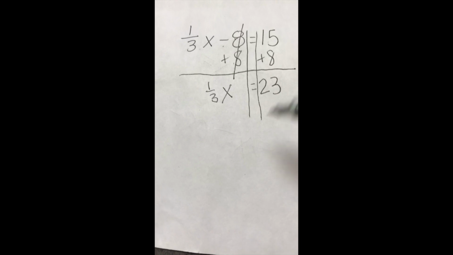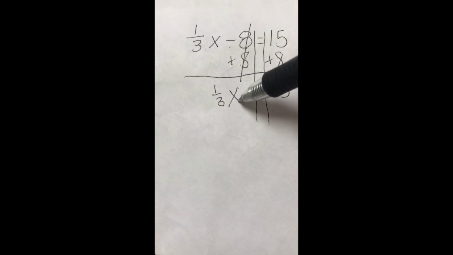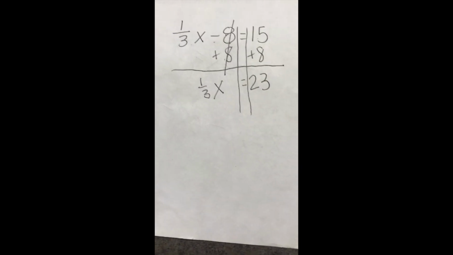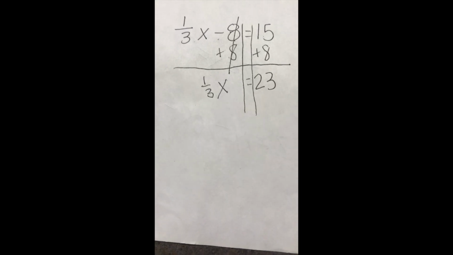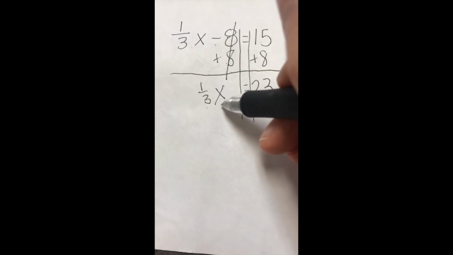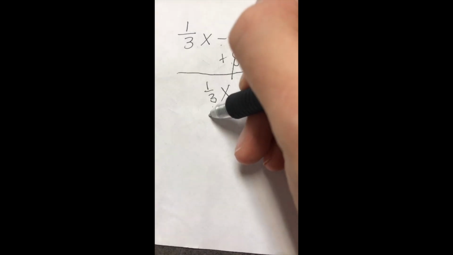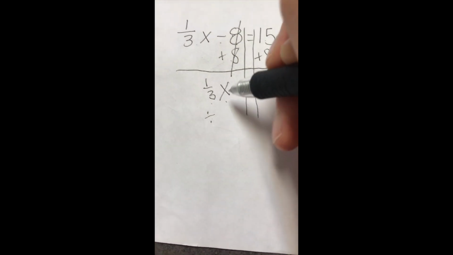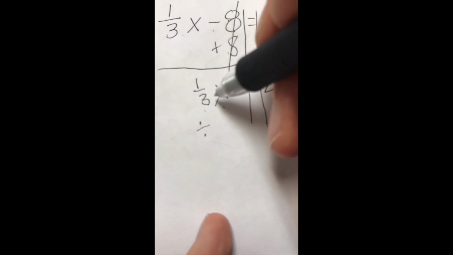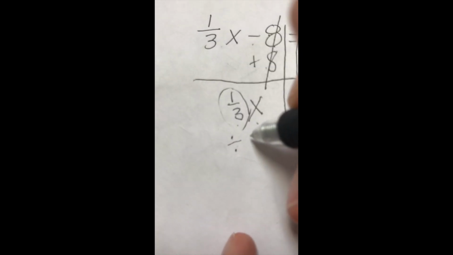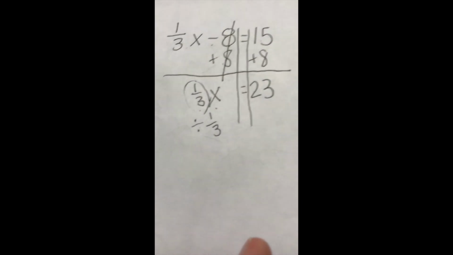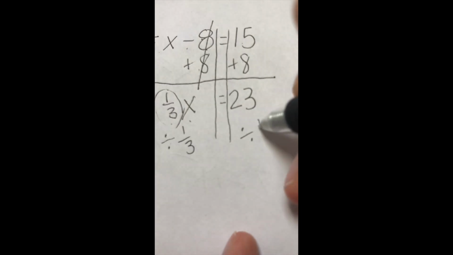I do the same over here. I have a number times x. This number just happens to be a fraction, but like I said, same process. So a number times x, the opposite of times is divide, and I divide by whatever number I have. So the number I have is 1/3, so I divide by 1/3. I do the same over here.